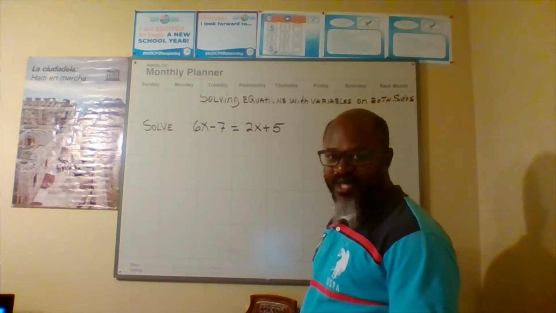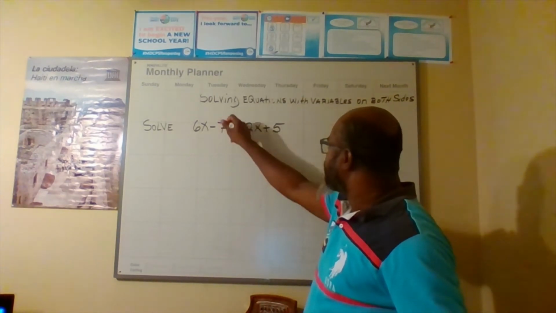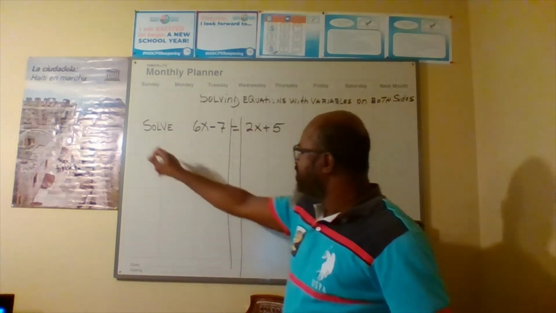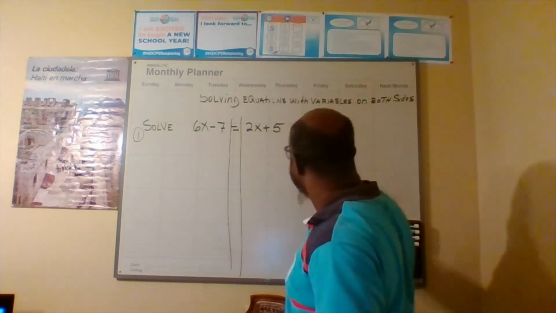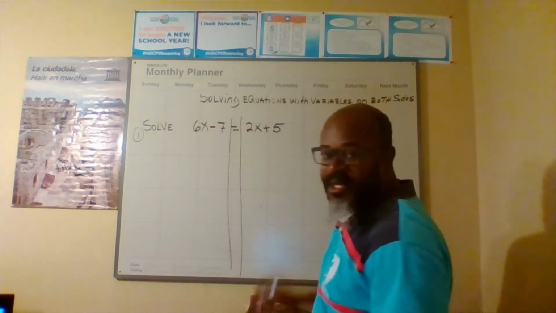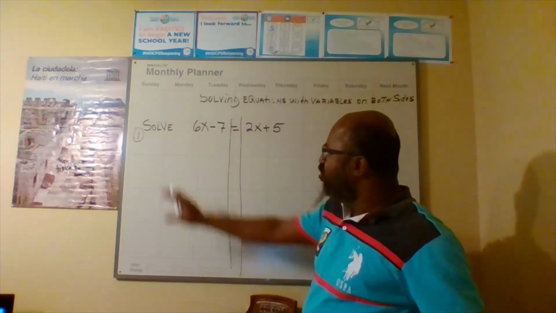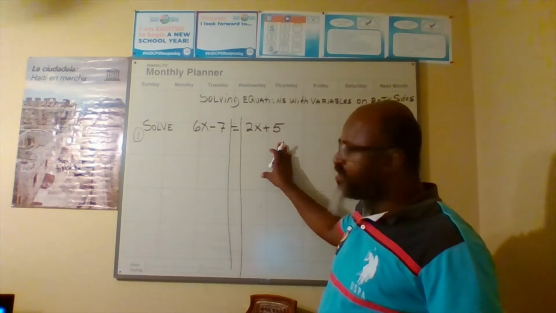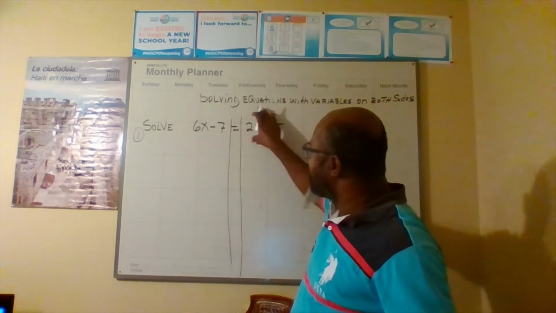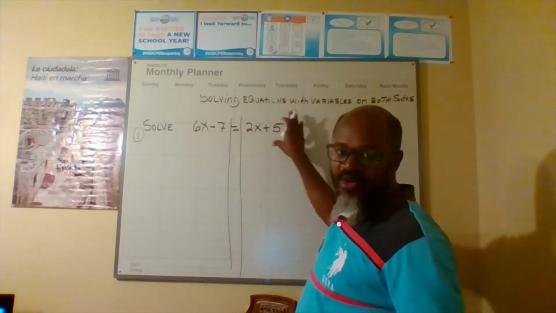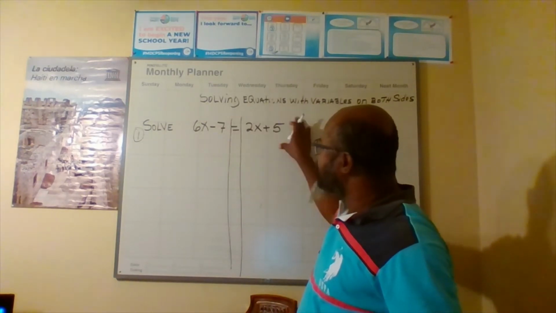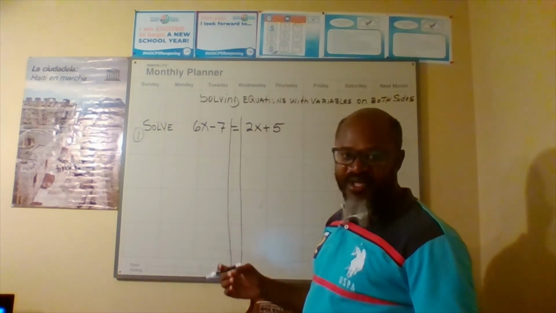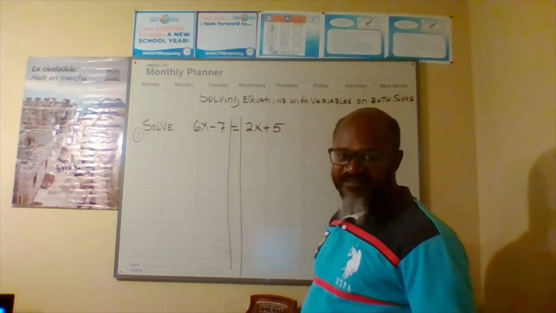Therefore, the strategy that you can use is to separate your sides. Put a double line between the equal sign and label this as your side 1 and this as your side 2. The objective is that whatever you do on side 1, you have to do on side 2. Your main goal, when you have variable on both sides, is to have the variable on one side and the numbers on the other side. Another strategy is to keep your variable positive as much as possible.